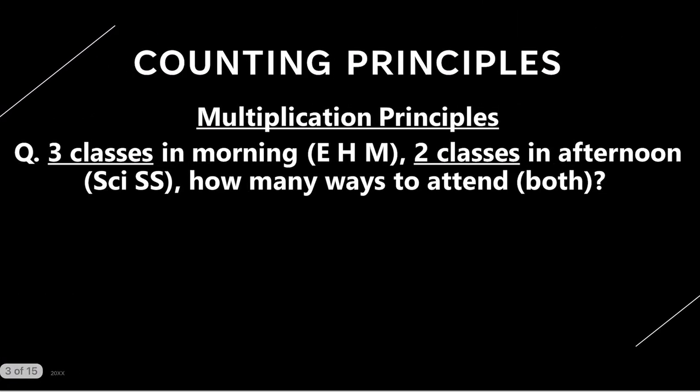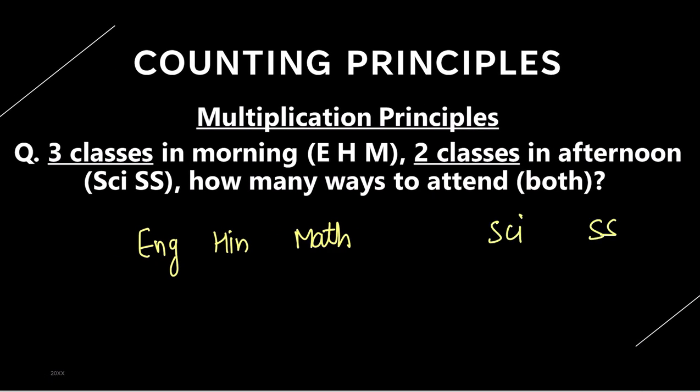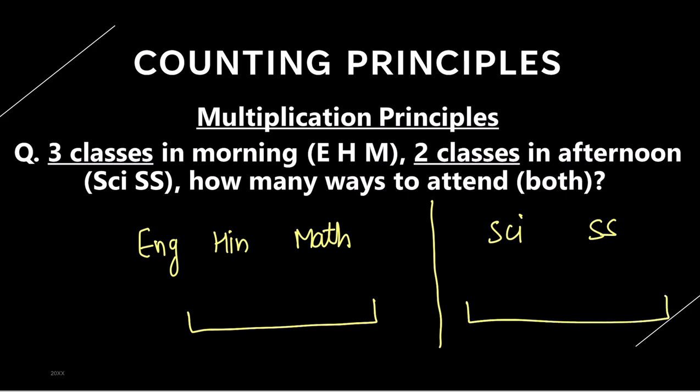Now let's see an example of it. Suppose there are 3 classes in the morning: English, Hindi and Math. I can take either of these 3 classes in the morning, and in the afternoon I can take Science or Social Studies, right? So I have to attend 2 classes in the day, one before lunch and one post lunch. In the first half, I can choose any of the 3 classes: I could take English or Hindi or Maths. In the second half, I could take Science or SS. How many ways can I have when I have to attend both of these classes?